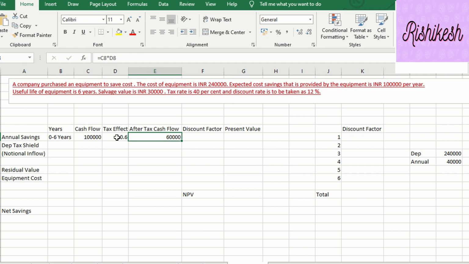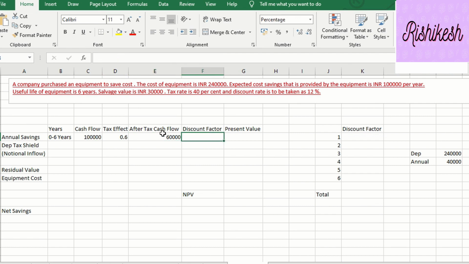Every year this is going to be your after tax cash flow, meaning at the end of first year, second year, third year, fourth year, fifth year and sixth year, right? But you have to find out the present value, the net present value of all the annual savings. Like for all the 6 years, you have to find out the net present value.